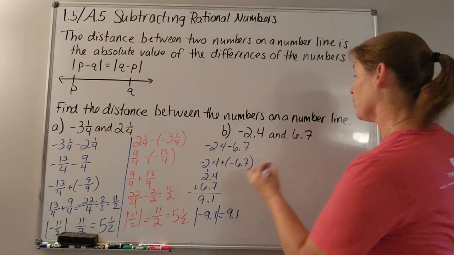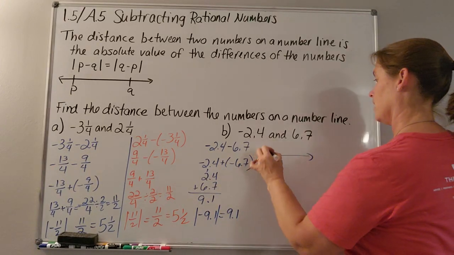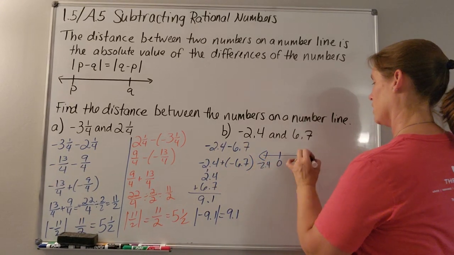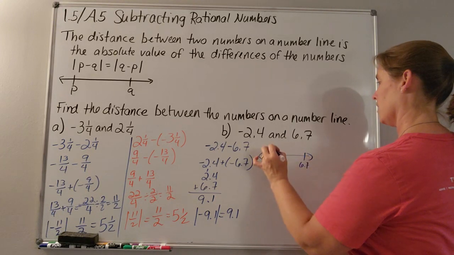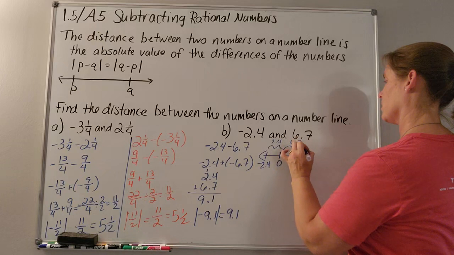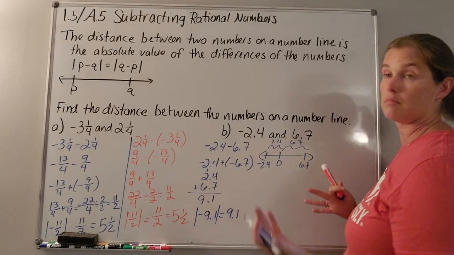If we looked at that on a number line, we'd see that. So if here's 0, there's negative 2.4. Here's 6.7. This distance is 2.4. This distance is 6.7. Put the two together, 9.1.